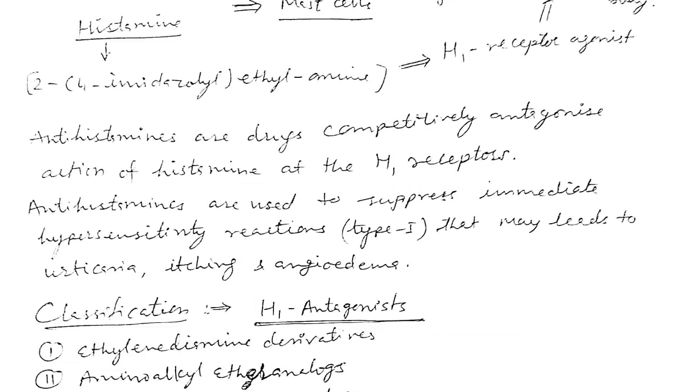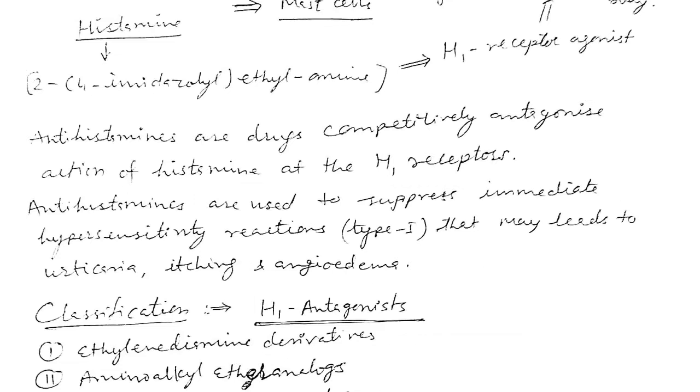There would be no chance for histamine to bind in place of the drug at the receptor. In this way, histamine is not able to produce its action, undesirable reactions do not take place, and it will be treated. Histamine gets metabolized in our body, and after some period of time it is treated automatically, as you might have seen in general routine life. Antihistaminic drugs are used to suppress immediate hypersensitivity reactions, called type 1 reactions, that may lead to urticaria, itching, and angioedema.